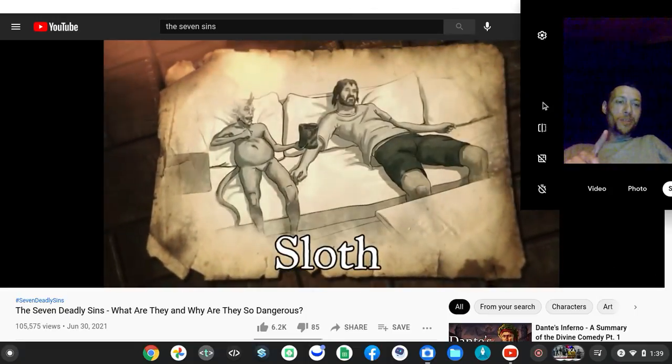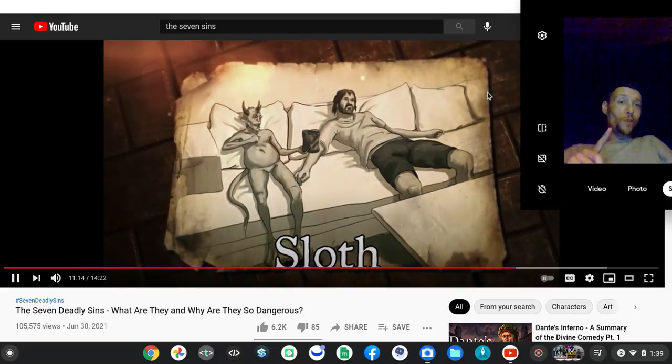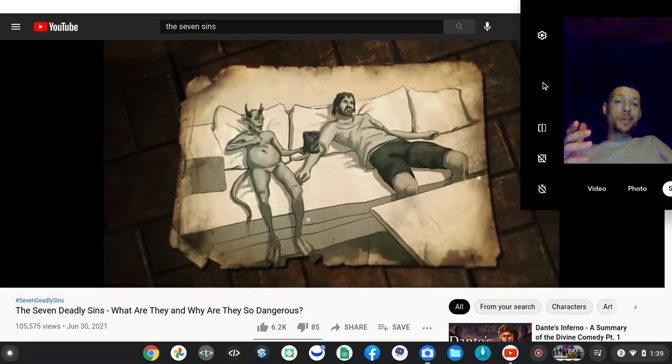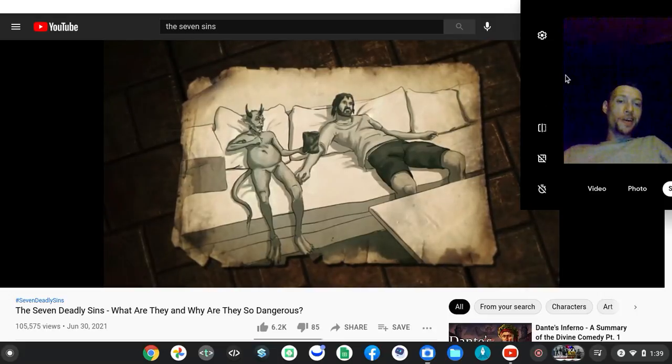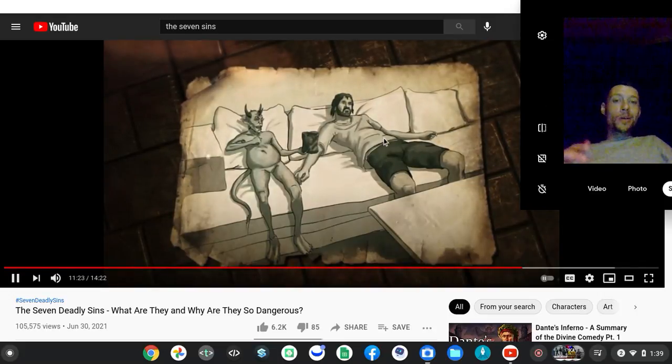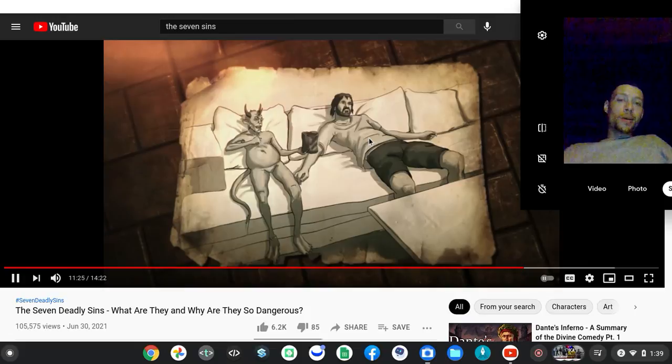Sloth is the sin we mentioned earlier. This isn't laziness in terms of sitting around on the couch all day. Well, actually it is, but it also means a spiritual laziness.